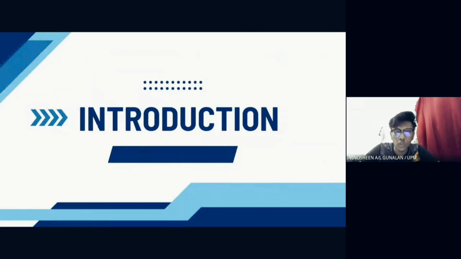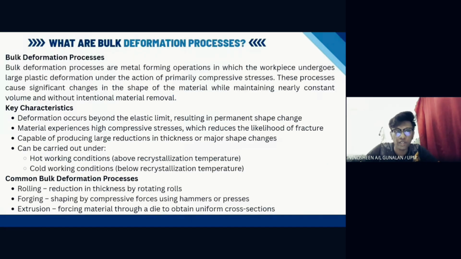Now let's look at the introduction. What are bulk deformation processes? Bulk deformation processes are metal forming operations in which the workpiece undergoes large plastic deformation under the action of primarily compressive stresses. This process causes significant changes in the shape of the material while maintaining nearly constant volume and without intentional material removal. The key characteristics are deformation occurs beyond the elastic limit, resulting in permanent shape change.